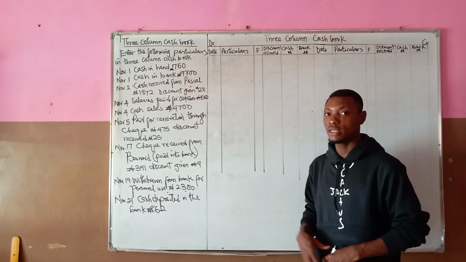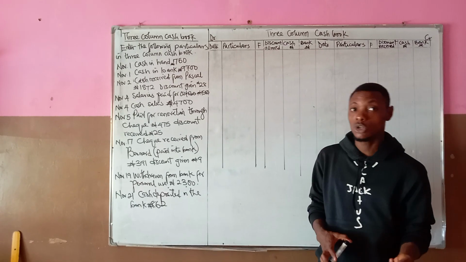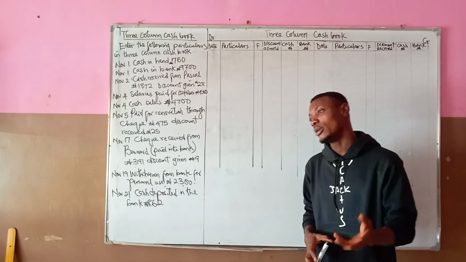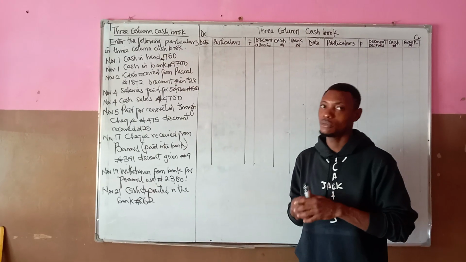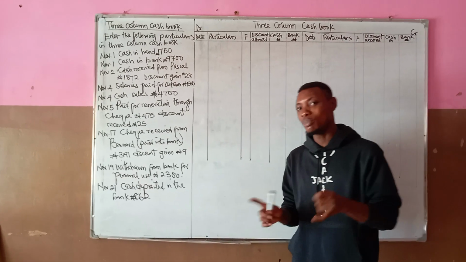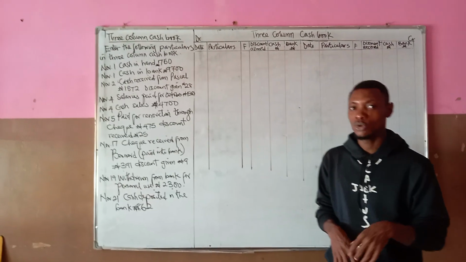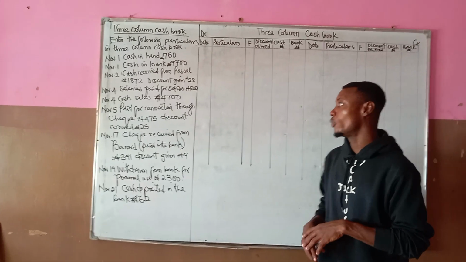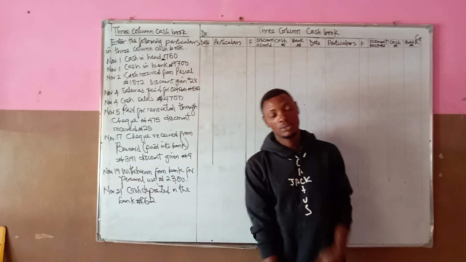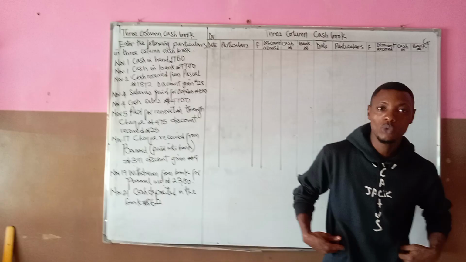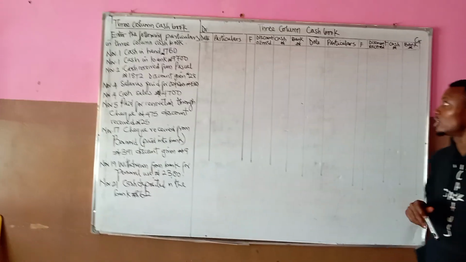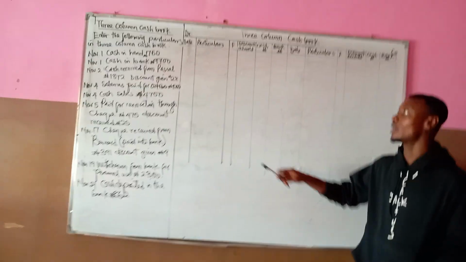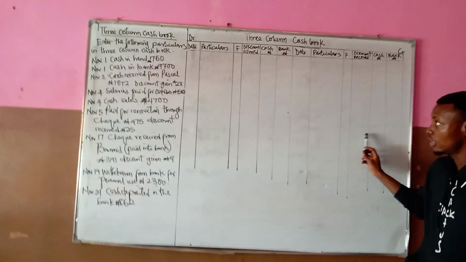Now, going into the three column cashbook, most times the questions will not indicate that it is a three column cashbook or two column or double column cashbook. But when you see only cash transactions, know that it is a single column cashbook. When you see bank transactions and cash transactions, know we are dealing with a two column cashbook. And when you see discount, either discount received or allowed, just know we are dealing with a three column cashbook. So now we have three columns, and the difference between the three column and the double column is that we have discount allowed and discount received.